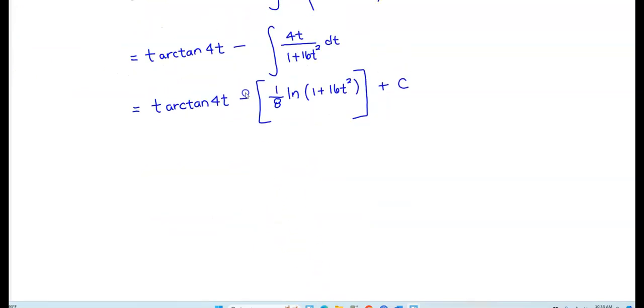And so therefore we're going to distribute the minus sign, so we end up getting t times the arctangent of 4t minus 1/8 times the natural log of 1 plus 16t squared plus c. And therefore that is our solution.